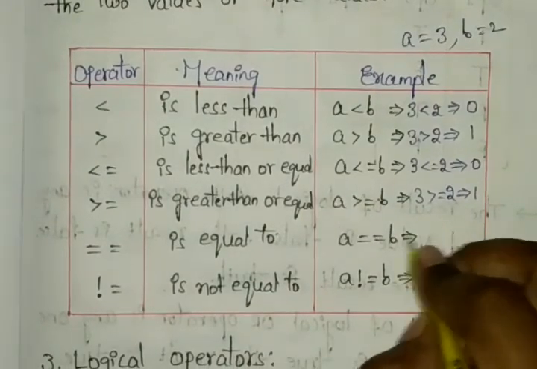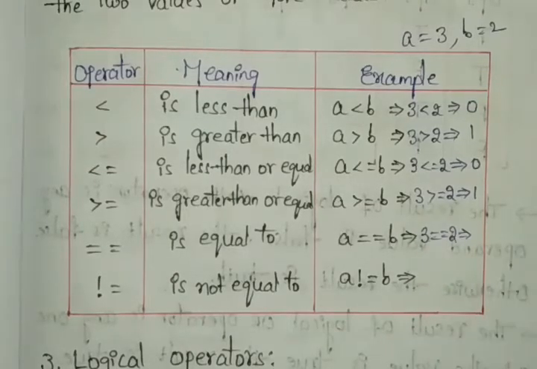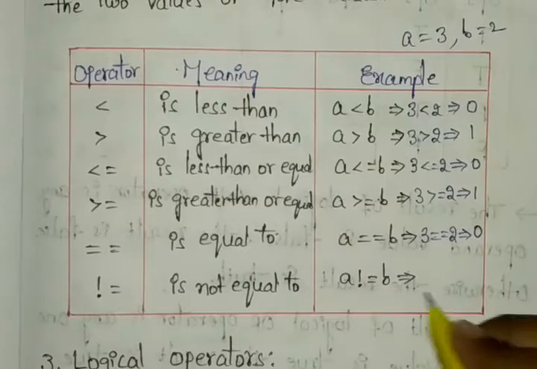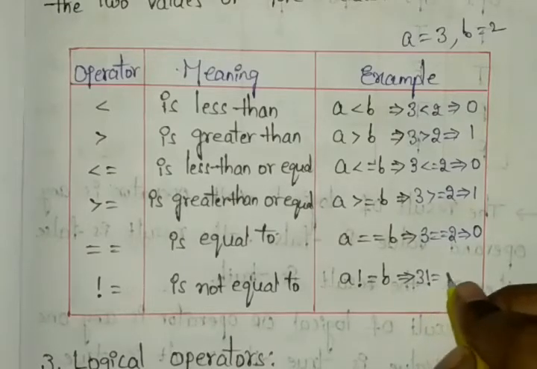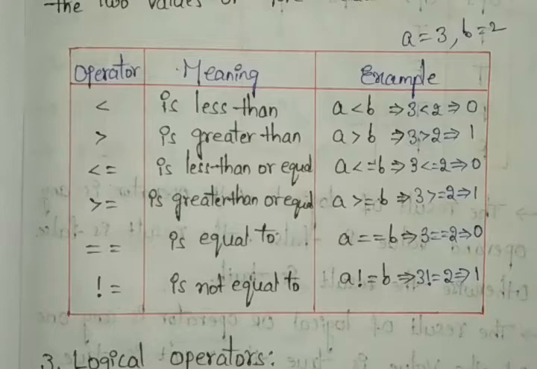And next here A equal to B. Is 3 equal to the 2 value? No. So it shows 0. And A not equal to B. So 3 is not equal to 2 only, right? So then it shows the value 1. Like this, our relational operators work. It compares two or more values, which means we can give the C value, D value also. At that time also it works the same way.